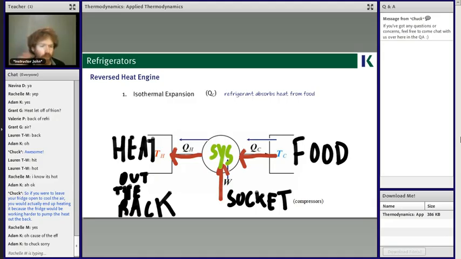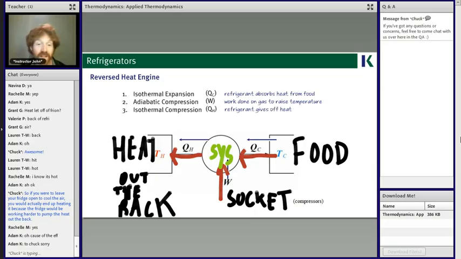All right, so we'll go through all the steps, but that's the main idea here. It's phase change and temperature change too. So first, isothermal, no change in temperature, right? Basically, the refrigerant absorbs heat from the food, so it causes it to expand. And then, of course, we turn on the compressors, which does work on the gas to raise the temperature. Adiabatic compression makes it super hot. Then that heat is going to go out the back of the fridge.